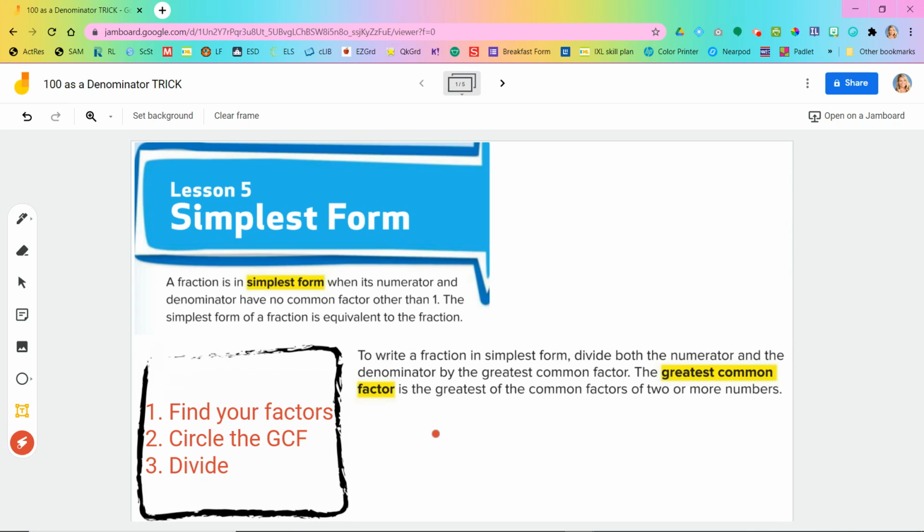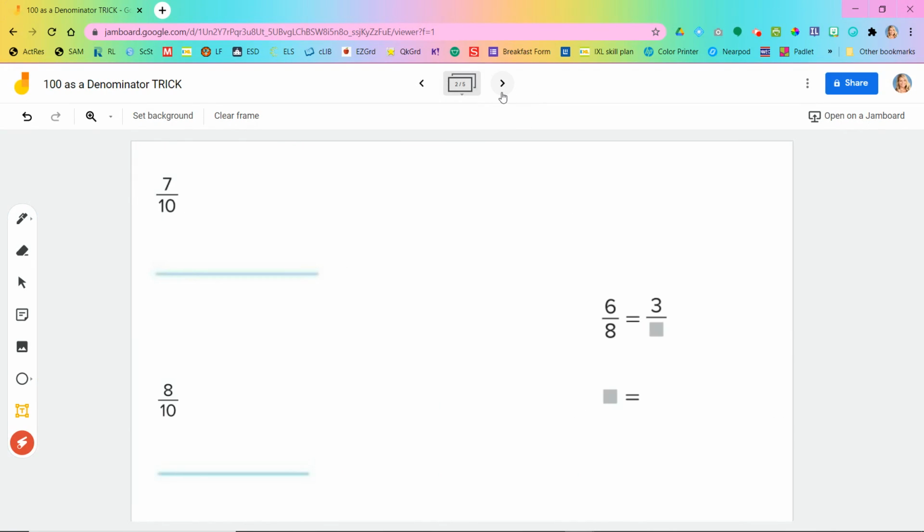When you're finding simplest form, find your factors. Circle the GCF and divide. You always have to divide. And remember, since we are following that golden rule with division, we're dividing the top and the bottom by the same number. That means that they are also equivalent. So, just a quick little review.